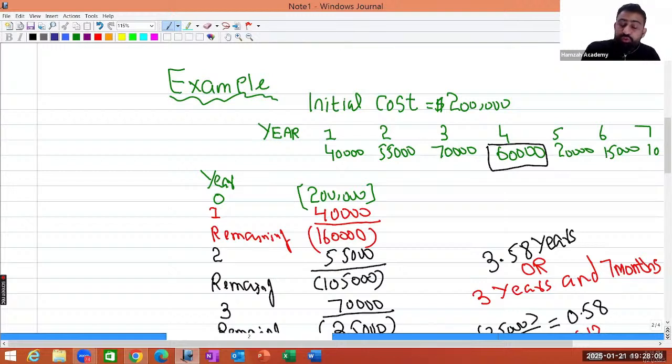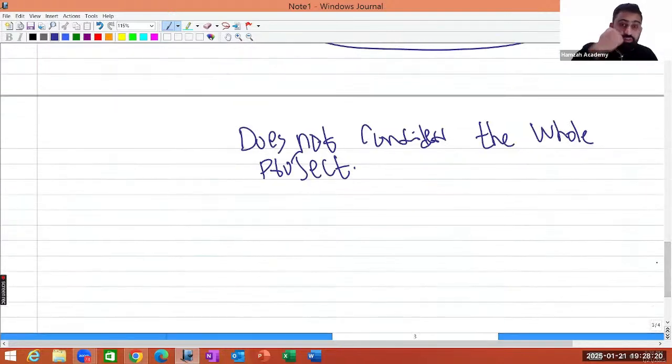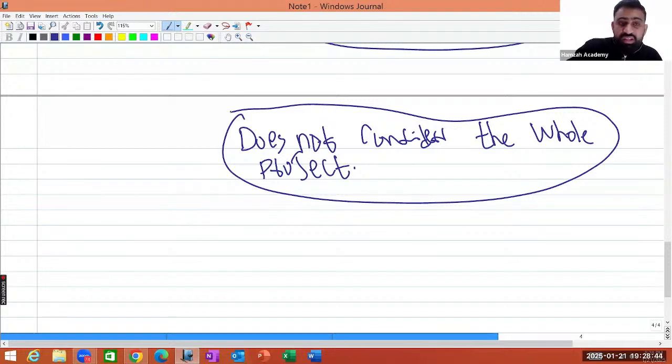So we should use an appraisal method which considers the total life of the project, not limited life. Now in payback period, we are just considering the life of the project up to the payback period. What are the cash flows after the payback period? We are not considering them in this method. This is the second disadvantage of this payback period. It does not consider the time value of money. It does not consider the whole life of the project.